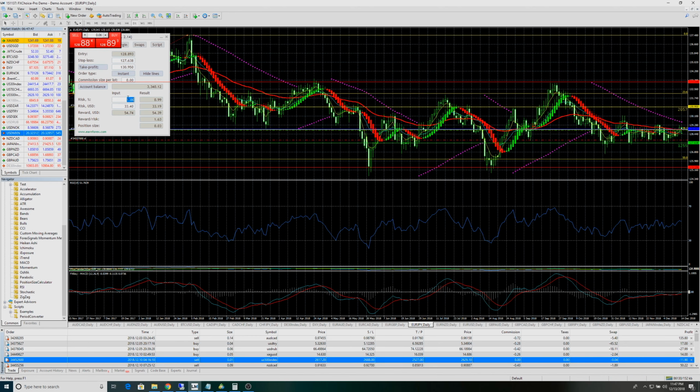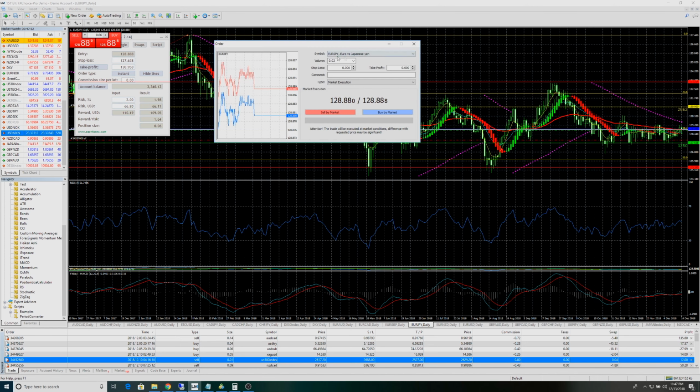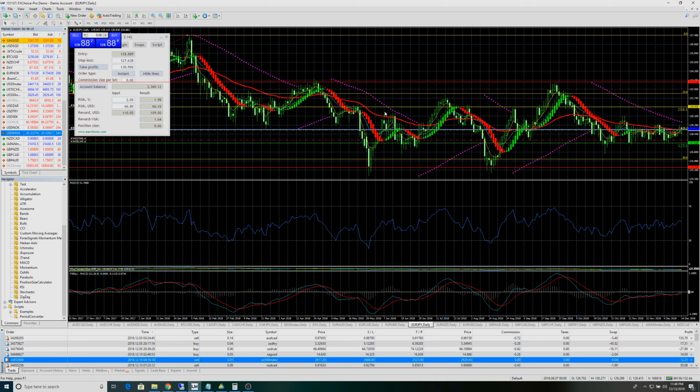So we're going to do 2% just because it's a demo account. We want to do 0.06. Do 127.638. Do our take profit of 139.50. And we're going to do a market execution just because we're at a point where we're okay with making that purchase. And we are in. So now we are playing.